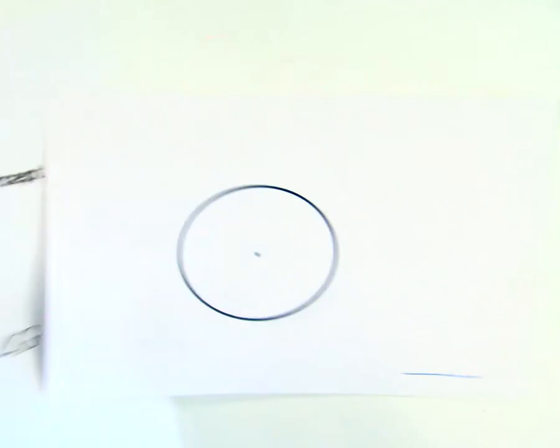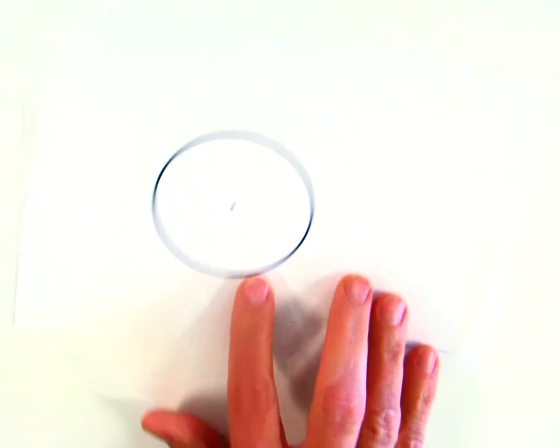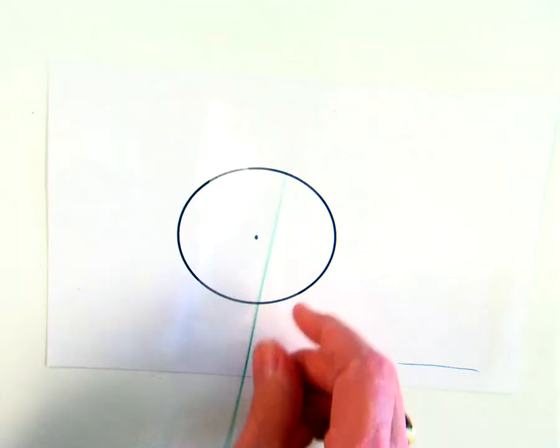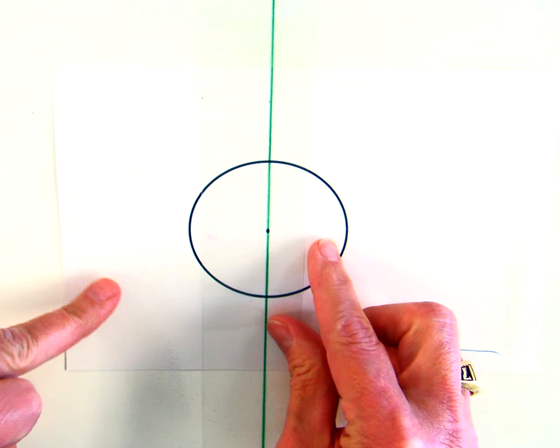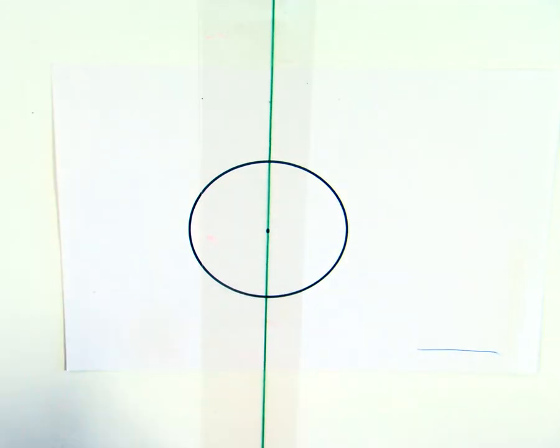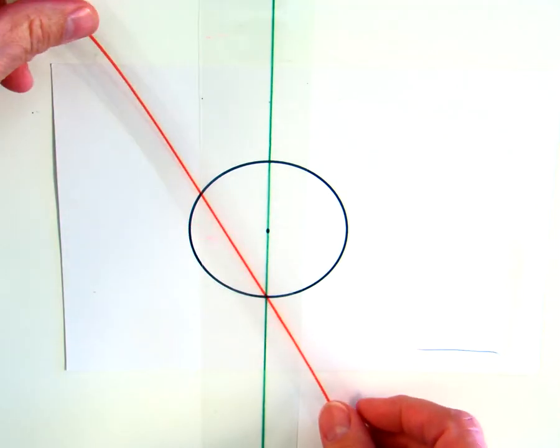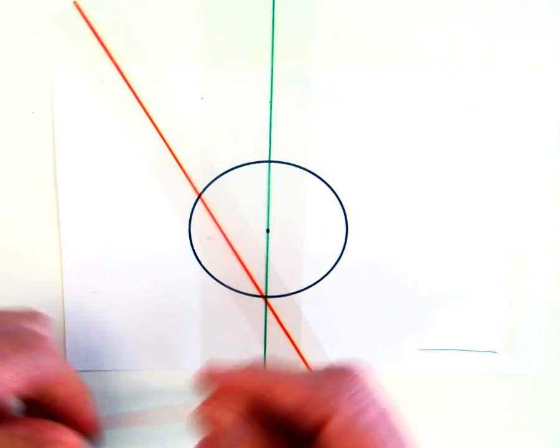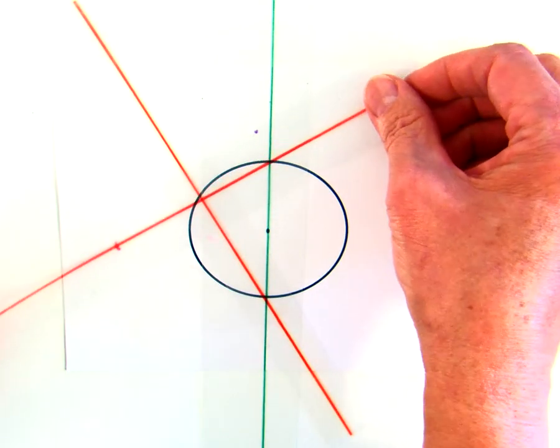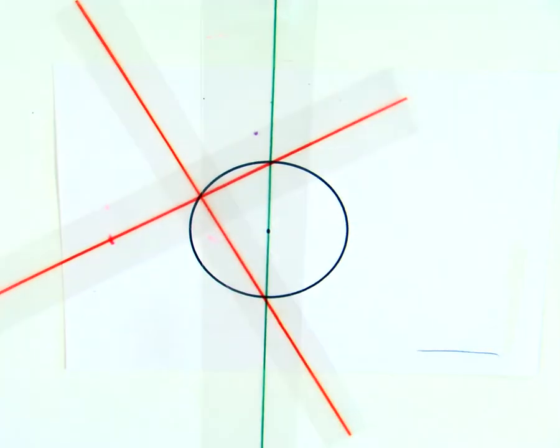Here's a circle. I'm going to make a diameter. Then I'm going to put an angle in. Let's look what happens here. Put an angle in that opens to this diameter.